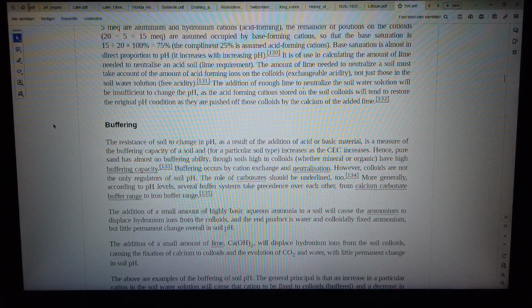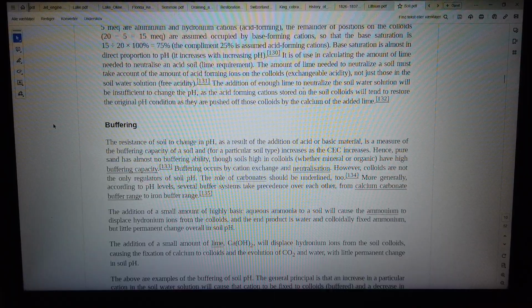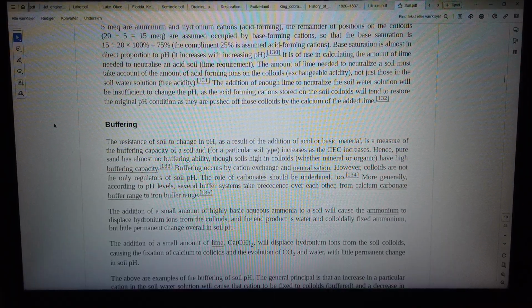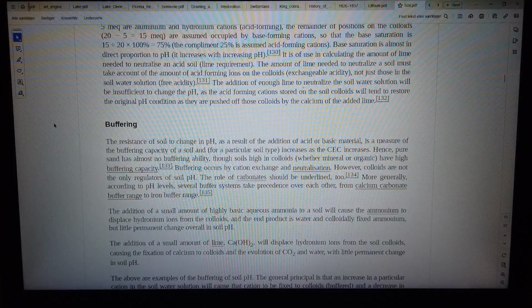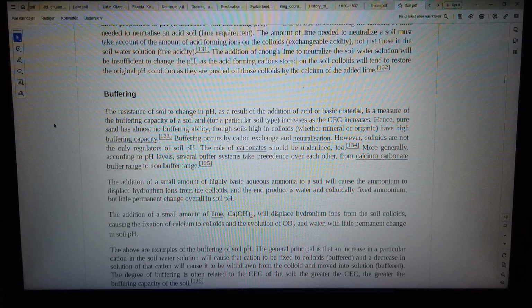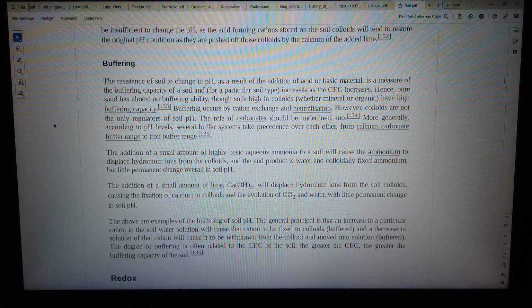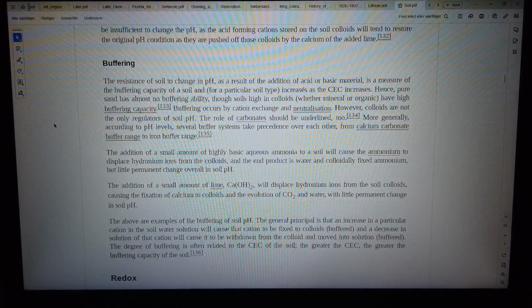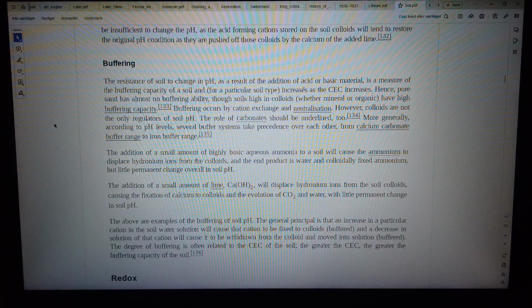133. Buffering occurs by cation exchange and neutralization. However, colloids are not only regulators of soil pH. The role of carbonates should be underlined. 134. More generally, according to pH levels, several buffer systems take precedence over each other, from calcium carbonate buffer range to iron buffer range.